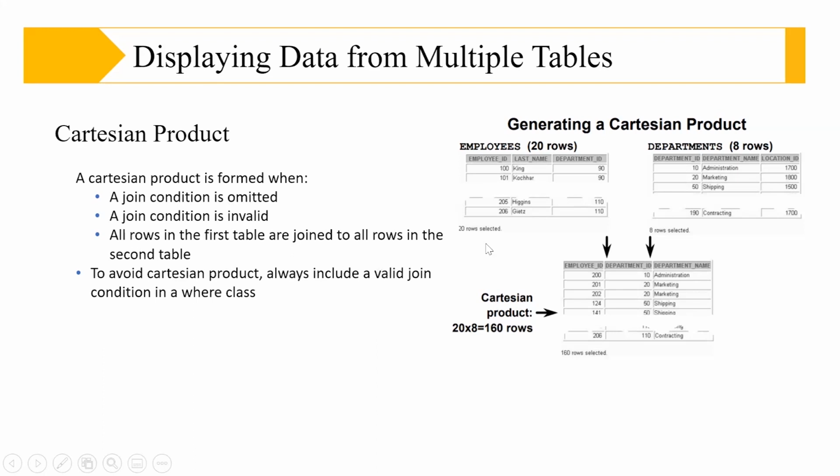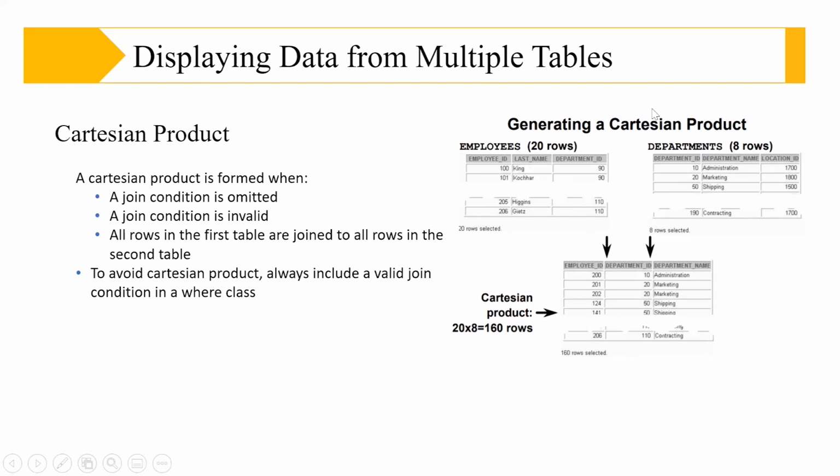So what is a Cartesian product? If you see, in the employees table we have 20 rows, and in the departments table we have 8 rows. Now, a Cartesian product is nothing but 20 times 8 rows, which is 160 rows. And what does this mean? Each row of employees is joined to each row of departments.